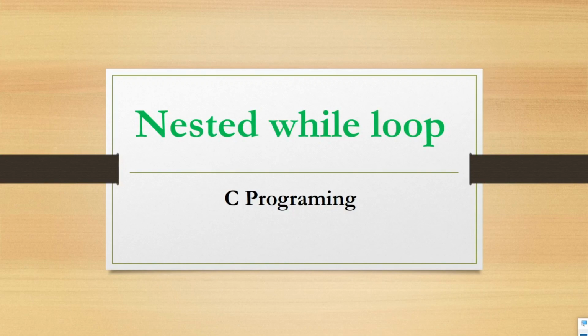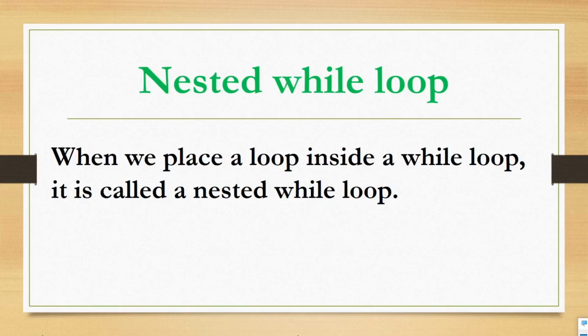All right, so we'll be looking at nested while loop. So basically, when you put a loop inside a while loop, it becomes a nested while loop. Now, the loop inside could be a for loop or a while loop, but as long as the outer loop is the while loop, that is a nested while loop.